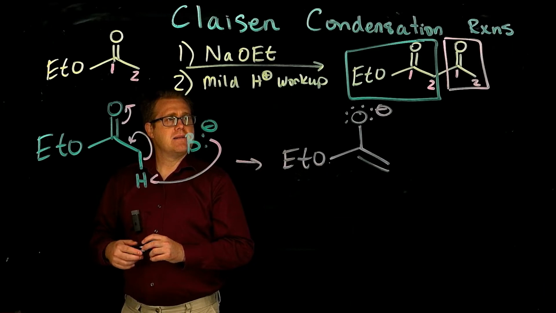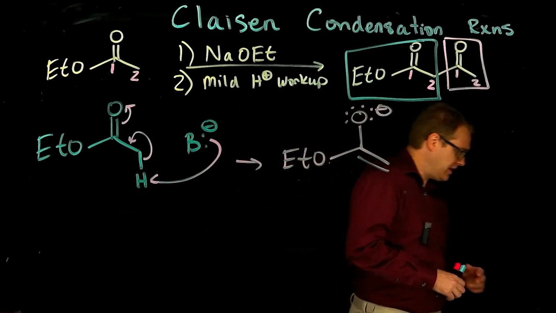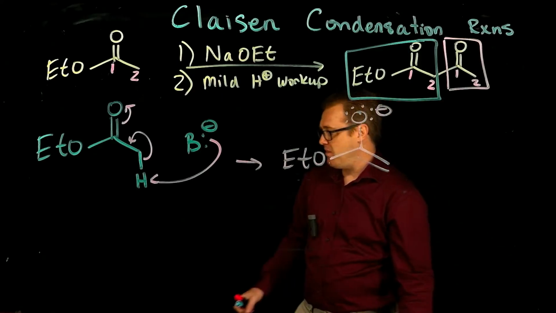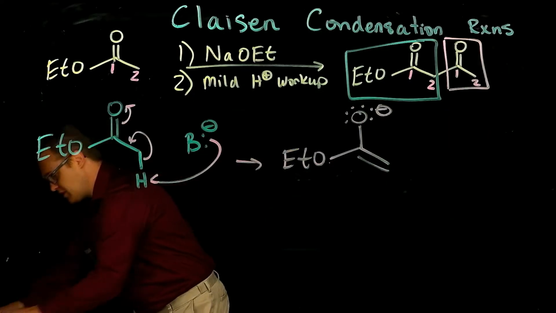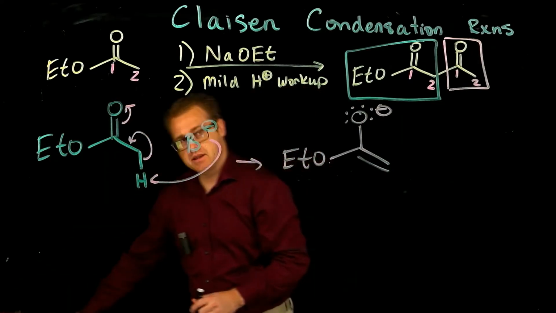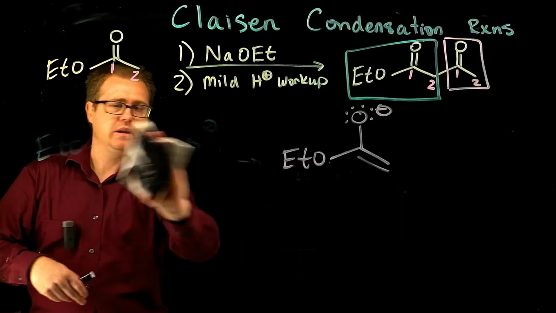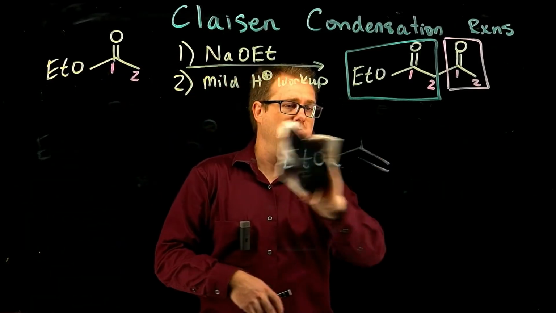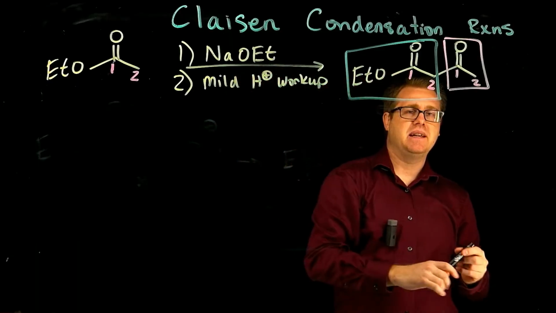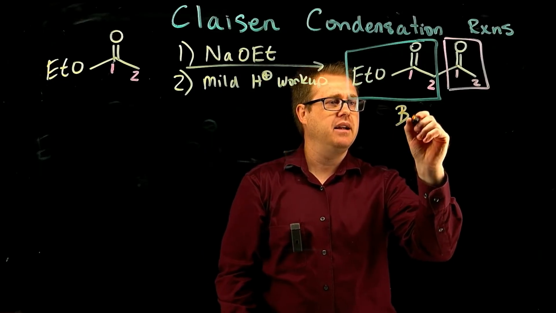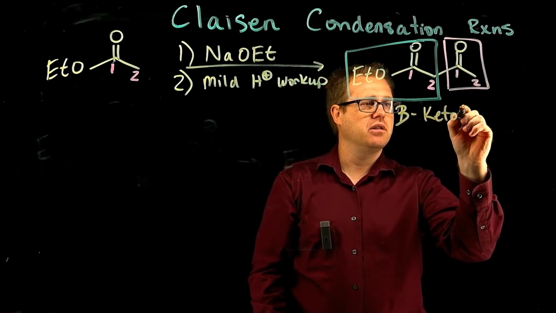And the first thing that we need to be aware of is what is the name of the product that is formed. So let's just redraw it. So the product is going to have a general name. So the general name for this species is a beta keto ester.